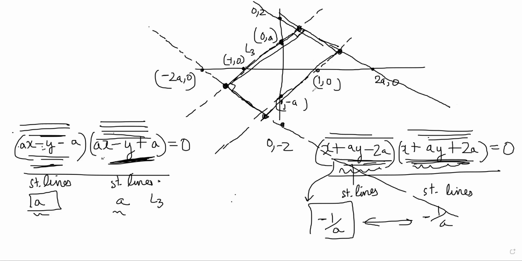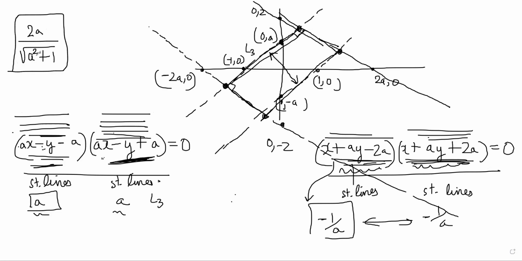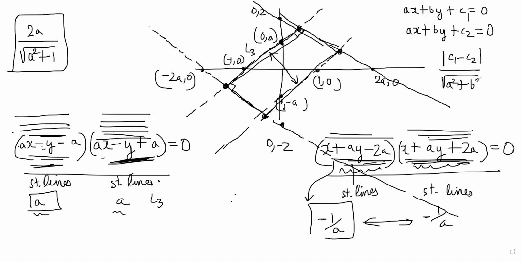Or you can just find the distance between these two parallel lines. Yeah. The distance between these two parallel lines is actually 2a by root over a square plus 1. I will tell you how it came. Whenever you have two parallel lines, ax plus by plus c1 is equal to 0, another line will be ax plus by plus c2 is equal to 0, right? Yeah. The distance between them will be mod of c1 minus c2 by root over a square plus b square.